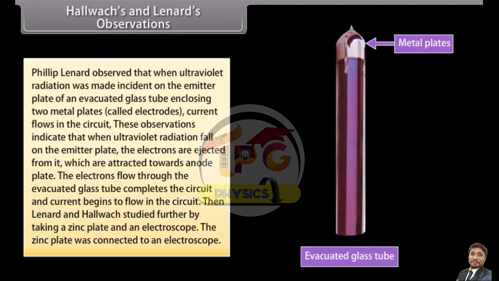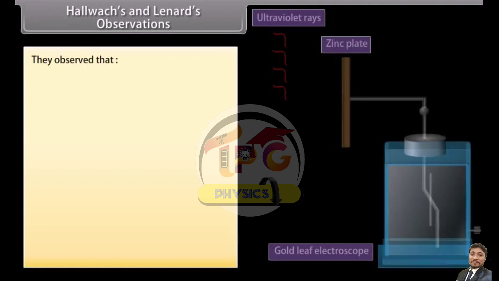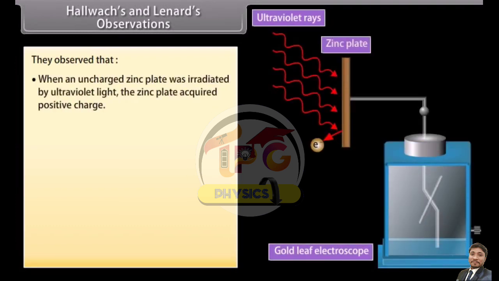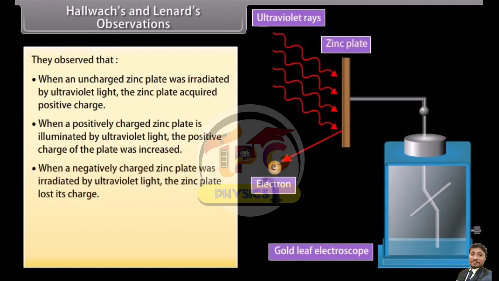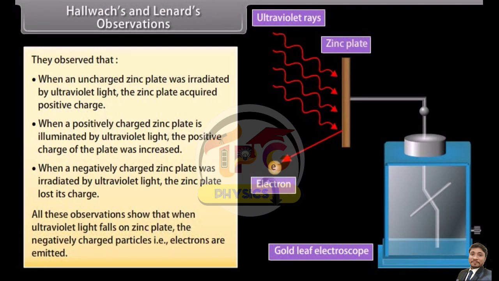Then Lenard and Hallwachs studied further by taking a zinc plate and an electroscope. The zinc plate was connected to an electroscope. They observed that when an uncharged zinc plate was irradiated by ultraviolet light, the zinc plate acquired positive charge. When a positively charged zinc plate is illuminated by ultraviolet light, the positive charge of the plate was increased. When a negatively charged zinc plate was irradiated by ultraviolet light, the zinc plate lost its charge. All these observations show that when ultraviolet light falls on the zinc plate, the negatively charged particles, that is, electrons, are emitted.